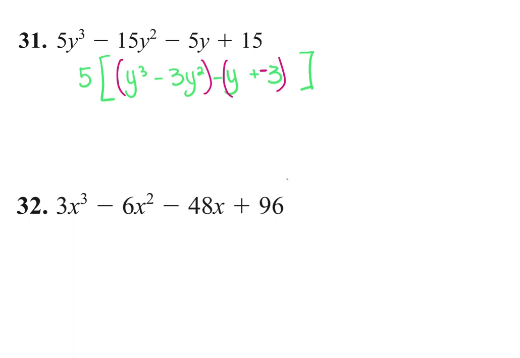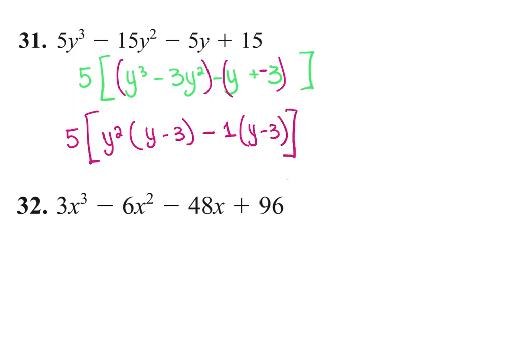All right? First group. What's my common factor in my first group? Y squared. And I'm left with y minus 3. What's my common factor in my second group? Just a 1. And I'm left with y minus 3. And so here, I'm going to have my 5, my common factor group of y minus 3, and what's left over is y squared minus 1.